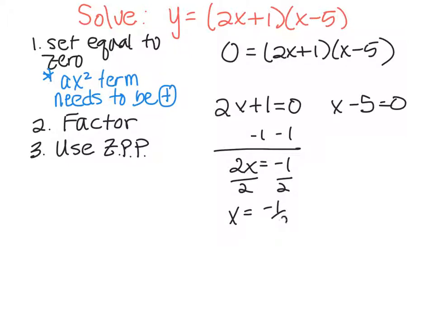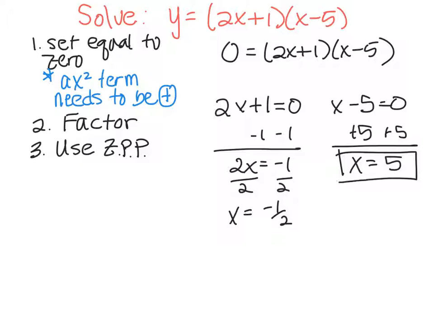So if I go through the algebra, I'm going to subtract 1 from each side. Then I'm going to divide by 2 on each side, and I get x equals negative 1/2 for that first answer. Now I'm going to go to the second equation, and I'm going to add 5 to both sides so I can get x by itself. So x equals positive 5. My solution set to this problem is x equals 5 and x equals negative 1/2.